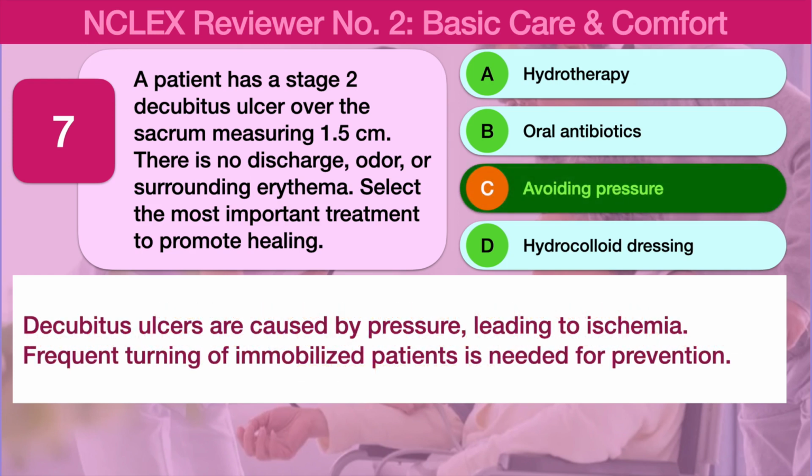The correct answer is C. Avoiding pressure. Decubitus ulcers are caused by pressure, leading to ischemia. Frequent turning of immobilized patients is needed for prevention. Once an ulcer has formed, avoidance of pressure over the area is needed for healing. The area should be kept clean and moist, so hydrocolloid dressings can also be helpful.